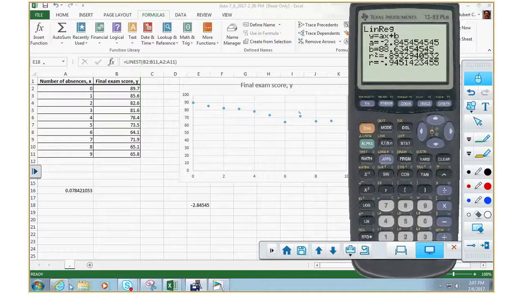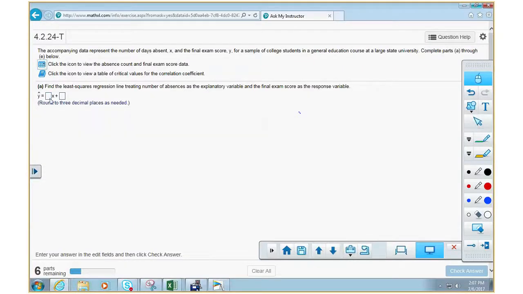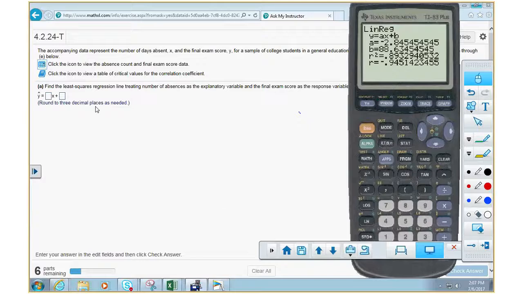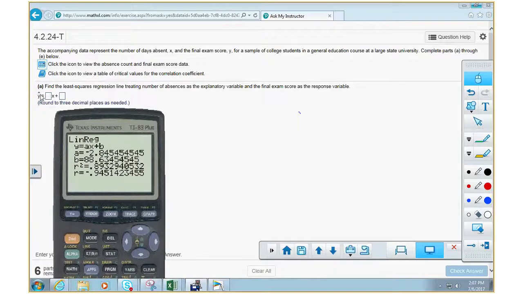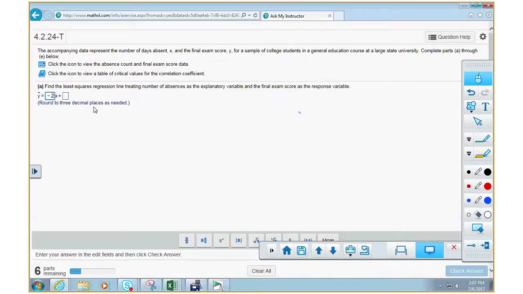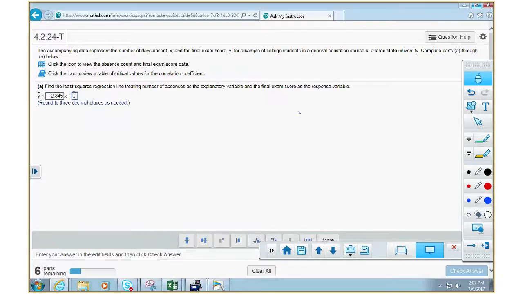Now, what was the question asking? So take out your, that's going to be round to 3 decimal places. So that's going to be negative 2.845. And then the other is 88.635.